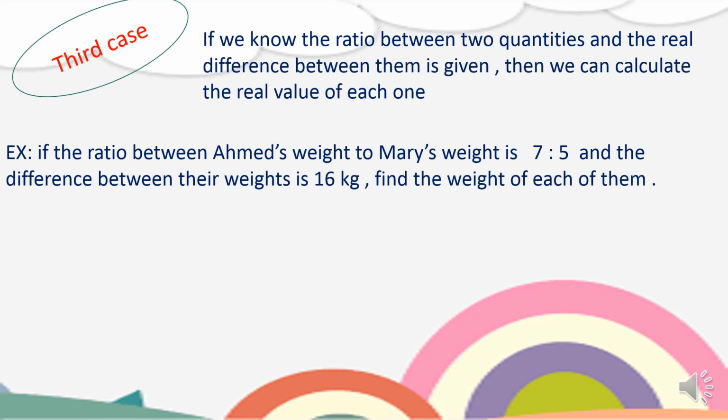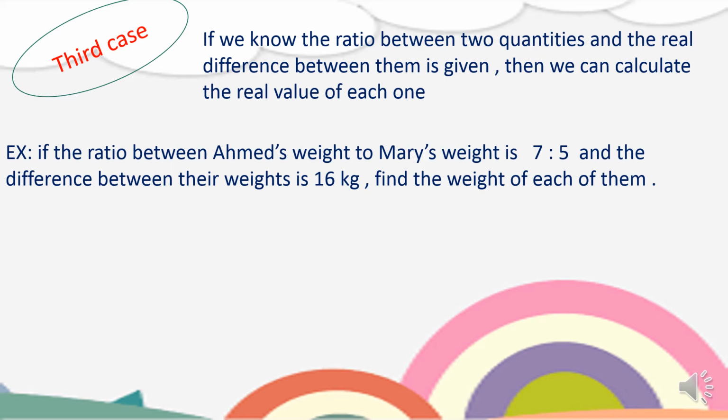Exercise. If the ratio between Ahmed's weight to Mary's weight is 7 to 5, and the difference between their weights is 16 kilograms, find the weight of each of them. I have the ratio between Ahmed's weight and Mary's weight. But what I have in the real? I have in the real the difference.